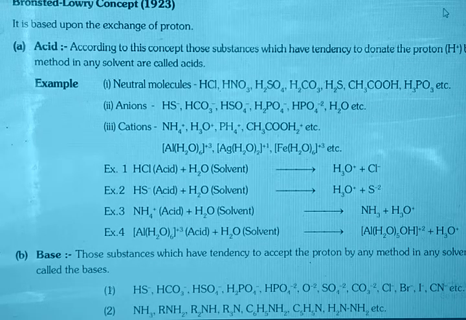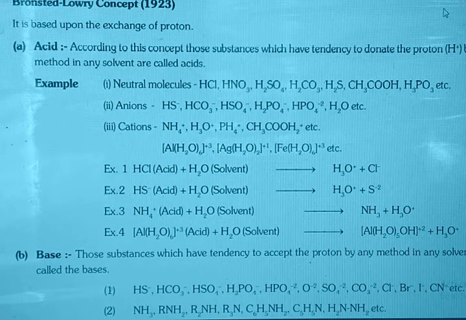So I am talking about the neutral molecules: HCl, nitric acid, sulfuric acid, carbonic acid, H2S, hydrogen sulfide, acetic acid, phosphoric acid, etc. Now if I talk about the anions, you can see here, according to this concept, as I have said, that which have a tendency to dissociate H plus ion or proton ion, which have a tendency to donate proton ion, so they are called acids.